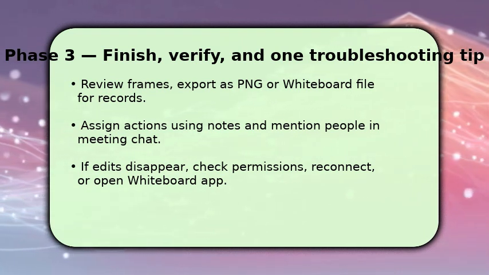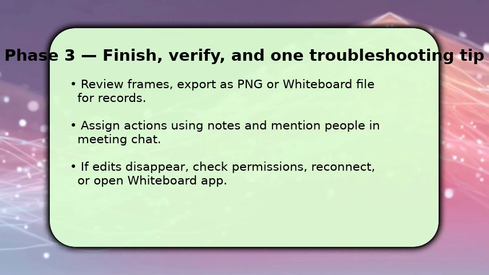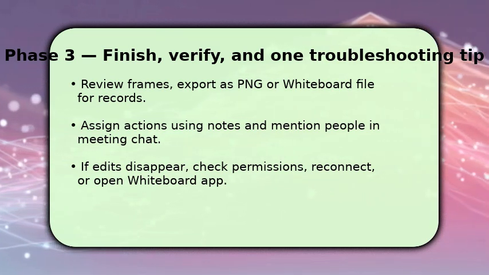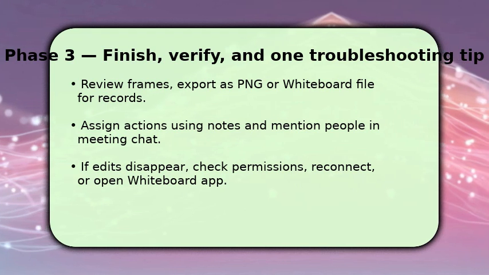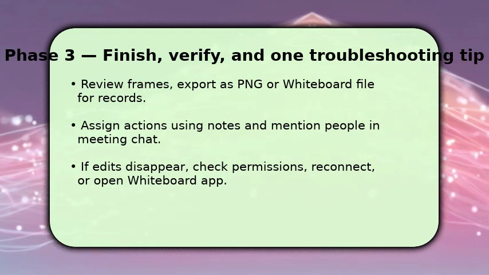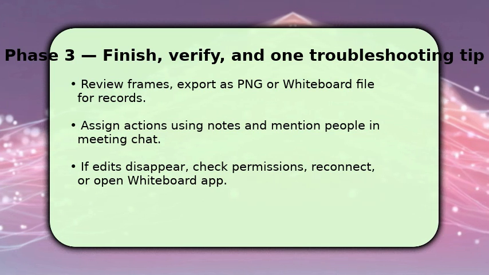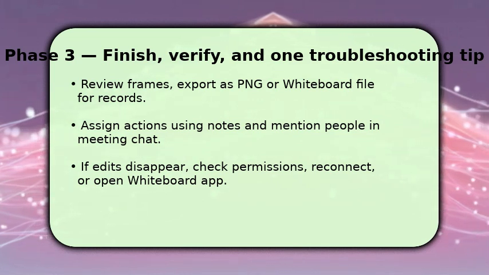If collaborators can't edit, check permissions first. If edits disappear or don't sync, reconnect to Teams, refresh the board, or open the standalone whiteboard app that often restores changes. One quick tip: verify participant access before heavy edits.